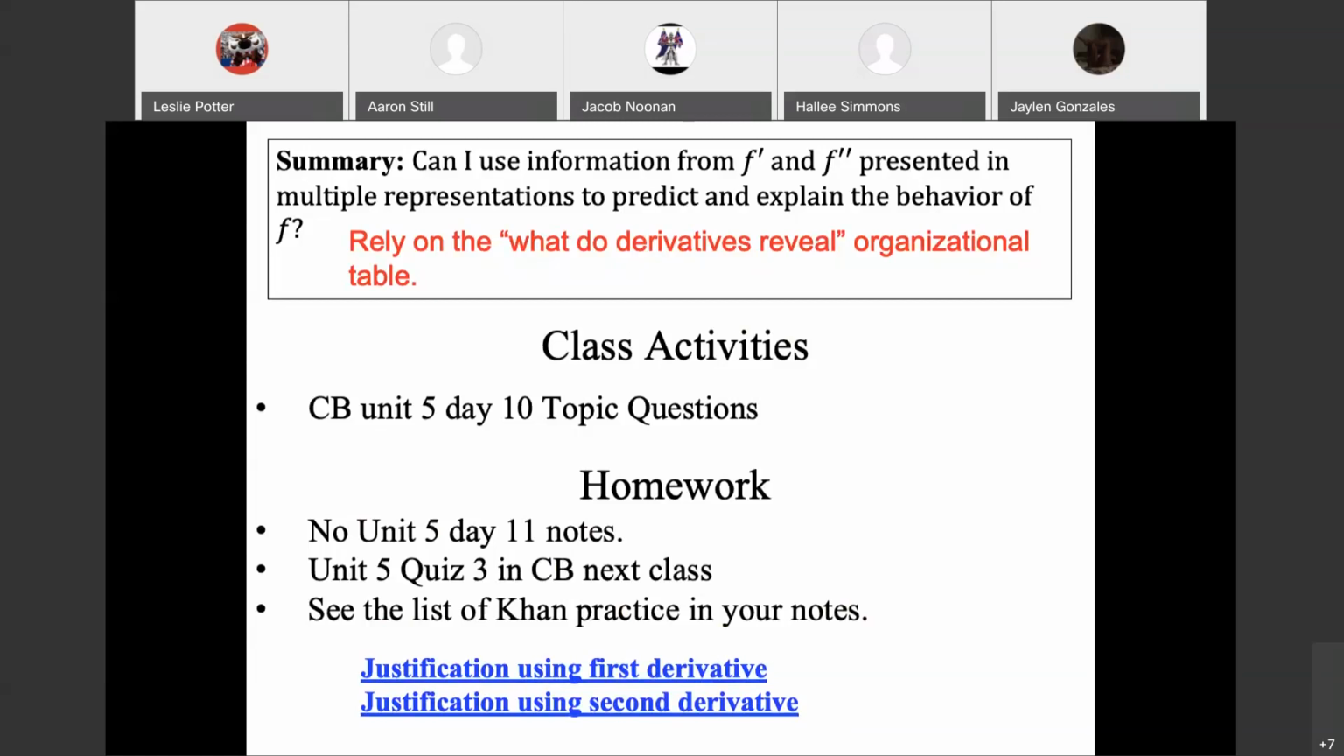Okay, so looking ahead, there's no notes for tomorrow because we're still working on this same essential question. We do have a quiz at the beginning of class. We'll take that. And then the new con for tonight is this. So tomorrow you won't have any new con. So tomorrow would be a good opportunity to get maybe some old topic questions in College Board done that you didn't do for some reason or another.